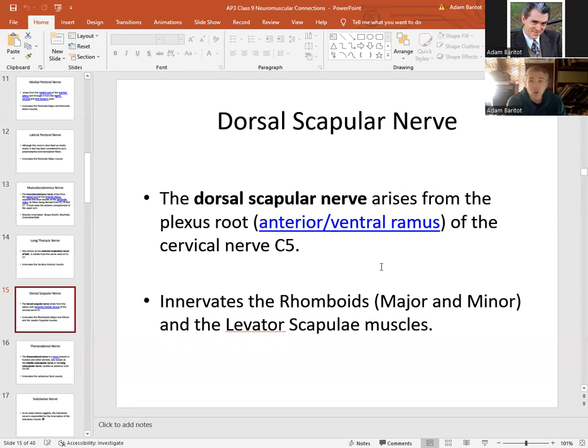We also have a dorsal scapular nerve. This is a scapular nerve closer to the back or the center of the back, the dorsal surface. This is going to innervate our more back-located scapular movers like rhomboids, major and minor, as well as the levator scapula muscles. They're all with the dorsal scapular nerve.